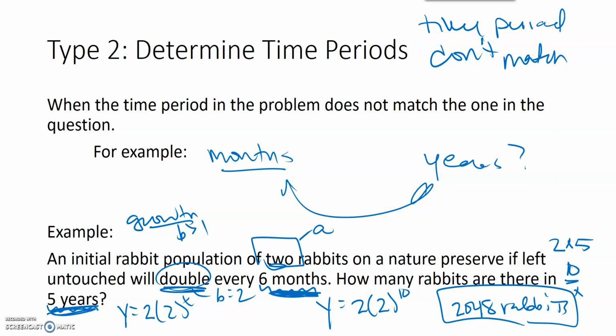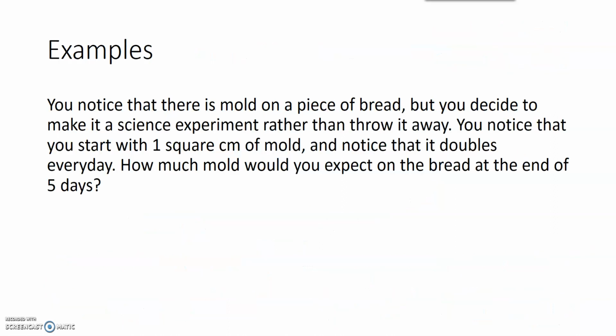Okay? So we got a few examples here now. I'm not going to tell you what type they are. We're going to have to decide when we read through it. Okay? So remember, we're doing 3 read-throughs on every problem. Example 1 here. You notice that there's mold on a piece of bread, but you decide to make it a science experiment rather than throw it away. You notice that you start with 1 square centimeter of mold and notice that it doubles every day. How much mold would you expect there to be on the bread at the end of 5 days?